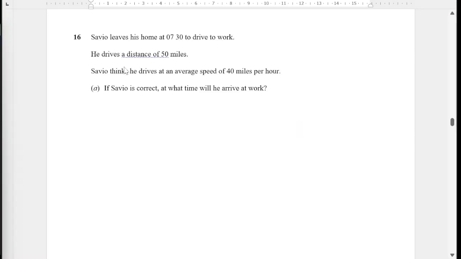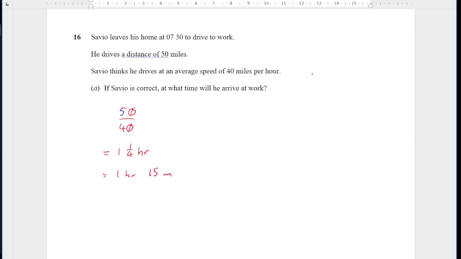Question 16. Savio leaves his home at 7:30 to drive to work. He drives a distance of 50 miles. Savio thinks he drives an average speed of 40 miles per hour. If Savio is correct, work out what time he would arrive at work. So if we look at the time, time is going to be equal to distance divided by speed. So that's going to be equal to 5/4, which is going to be 1 1/4 hours, which is 1 hour and 15 minutes.